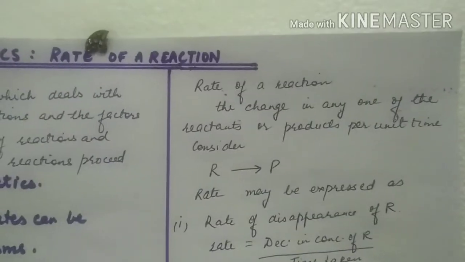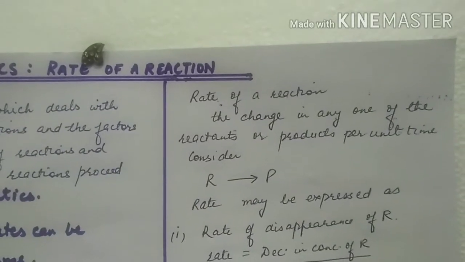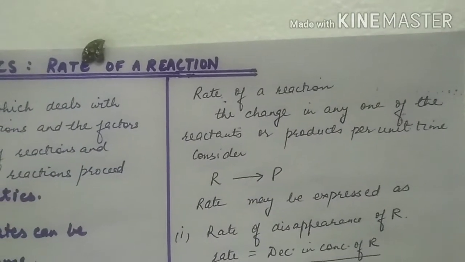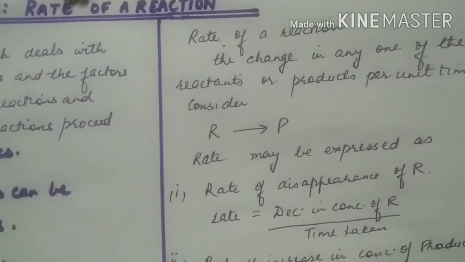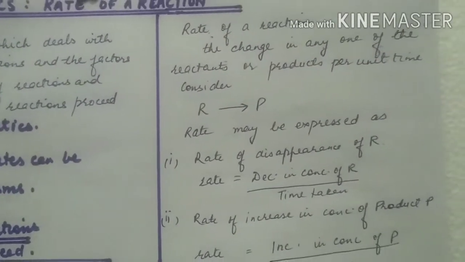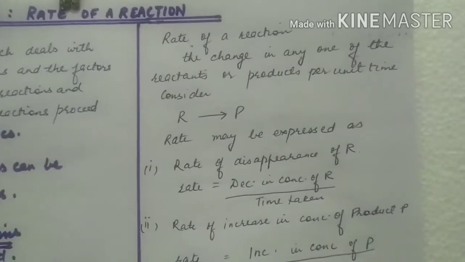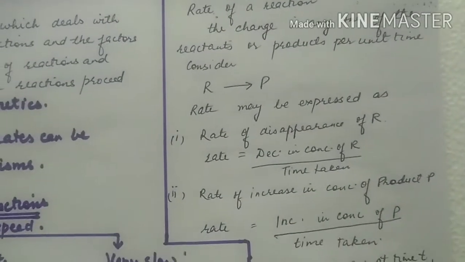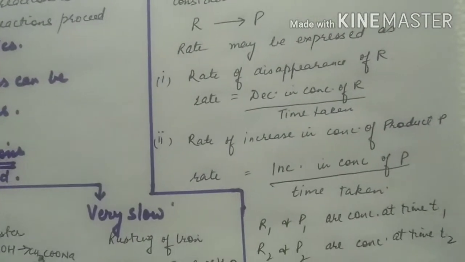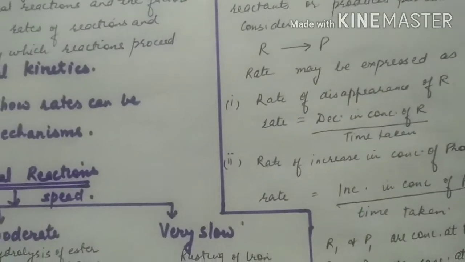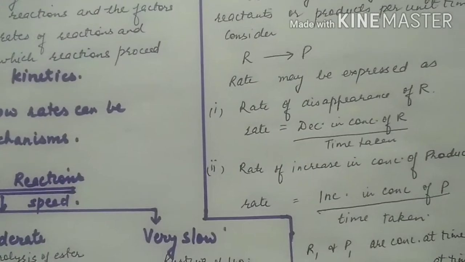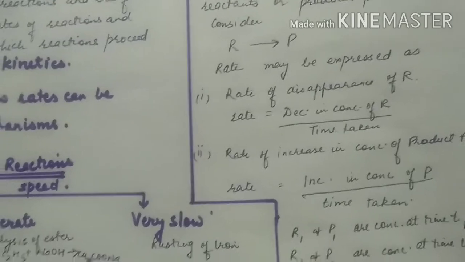How do we define rate of reaction? The change in concentration of any one of the reactants or products per unit time is called rate of reaction. Consider the reaction where reactants R change into products P. The rate may be expressed as either rate of disappearance of R or rate of increase in the concentration of product P. Rate is decrease in concentration of R upon time taken, or rate is also increase in concentration of P upon time taken.